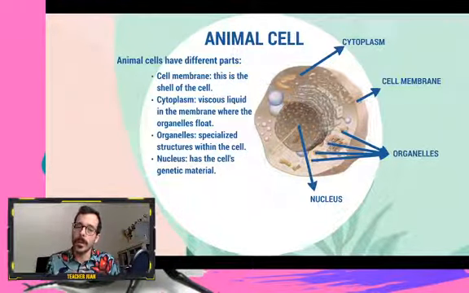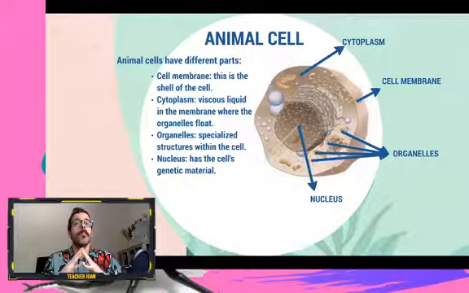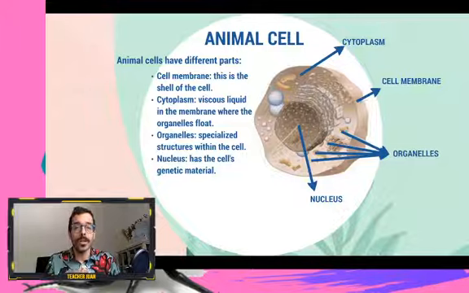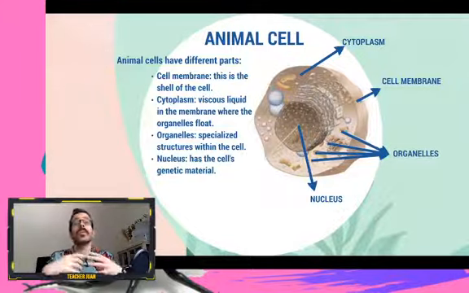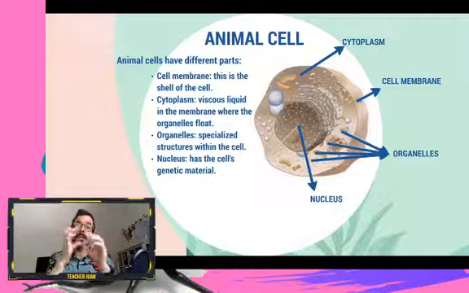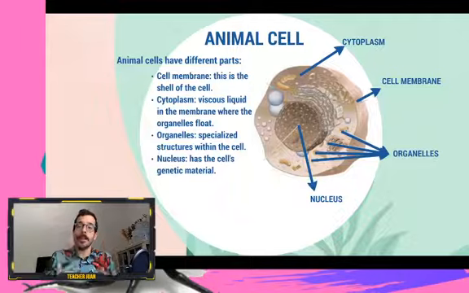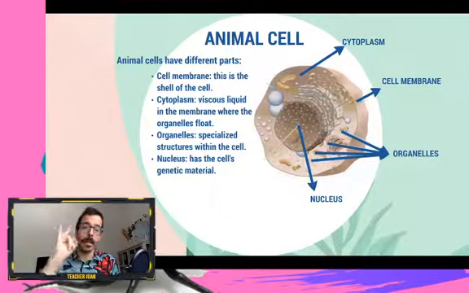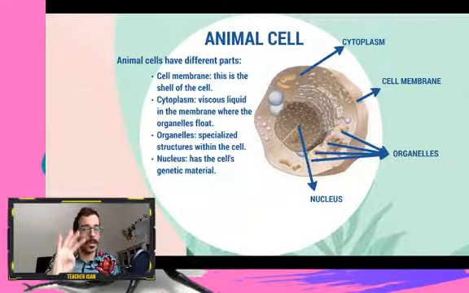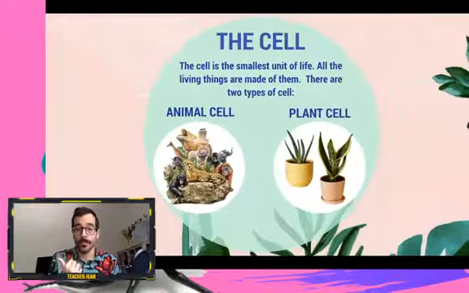And the most important part is the nucleus, okay? In the nucleus, you've got the most important information of the cell, the genetic material that will be transmitted in the reproduction, okay? When the cell divides, the nucleus gets divided, okay? Important. Animal cell: cell membrane, cytoplasm, organelles, and nucleus. Very easy. And now we've got the other cell.